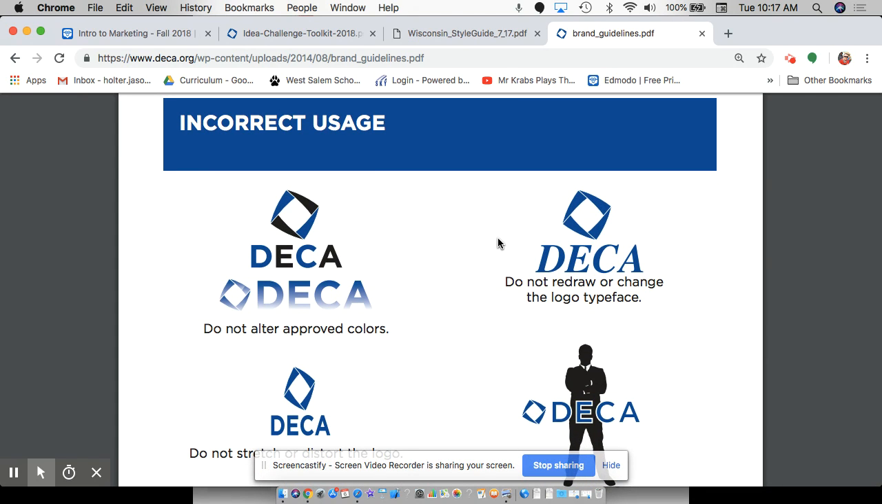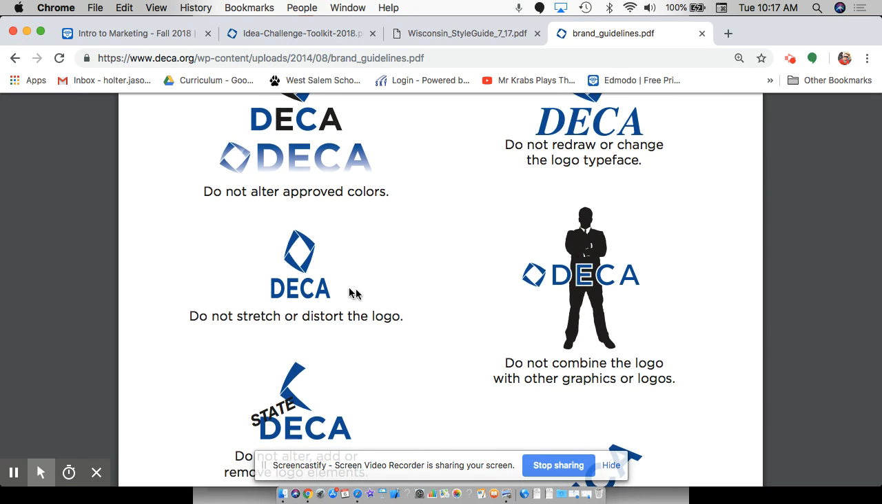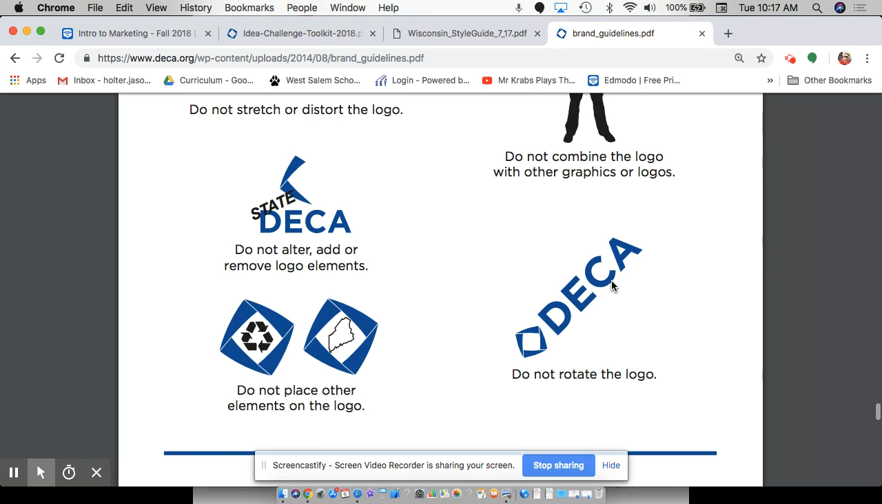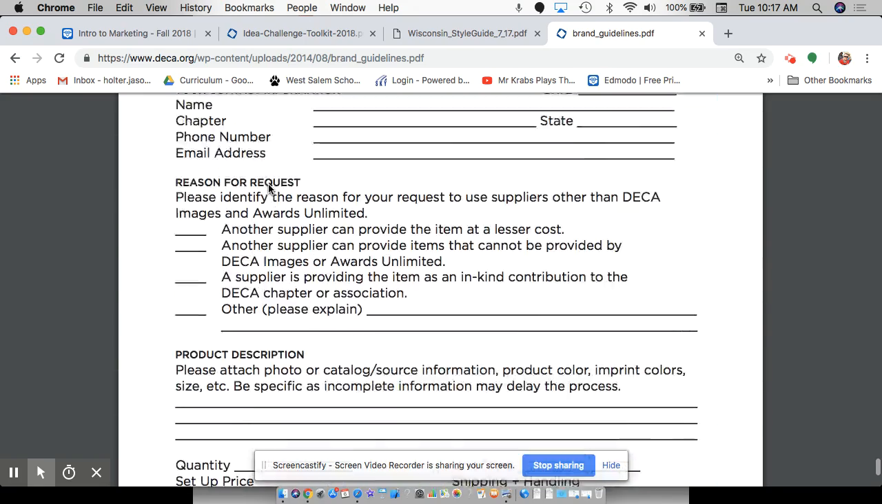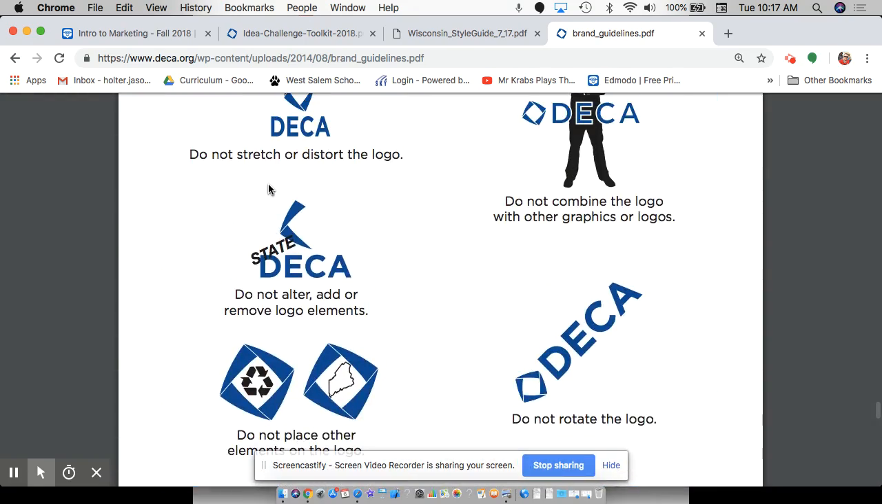Incorrect usage of branding. So we can't alter the approved colors. We are not allowed to redraw or change the logo typeface. So we can't change the font. We can't stretch or distort the logos. We can't combine it with other logos. We cannot alter, add, or remove half of the logo. We can't rotate the logo. We cannot put other things within the logo. So all of those things are supposed to be rules that we cannot follow.